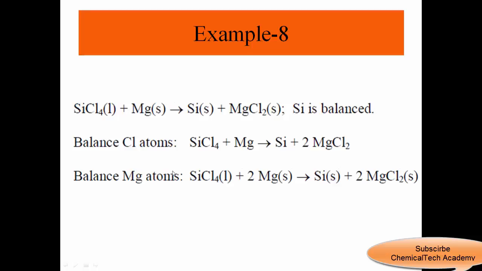Next example, SiCl4 plus Mg is going to give us Si plus MgCl2. So Si and Si are balanced. Cl we have 4 here, and on the right hand side we have 2. So we need to place 2 in front of MgCl2, as you see here. So now you can see the Mg, here on the right hand side we have 2, on the left hand side we have 1. So we need to place 2 here to balance the whole thing.